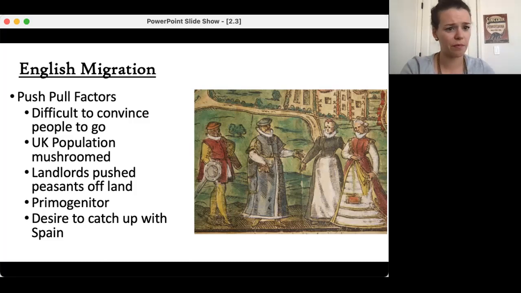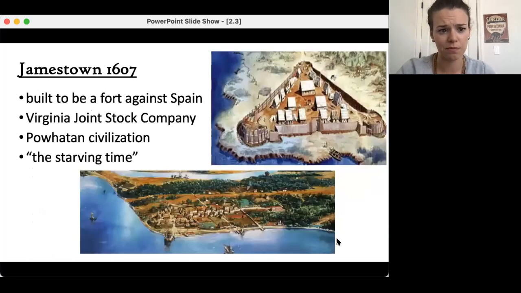So this new land in America is going to be very appealing for these later born sons who are now actually living to adulthood. There's also a desire to catch up with Spain. We definitely feel like we have fallen behind in the colonial space race. Yeah, Spain got a head start, and England is coming up last right now.